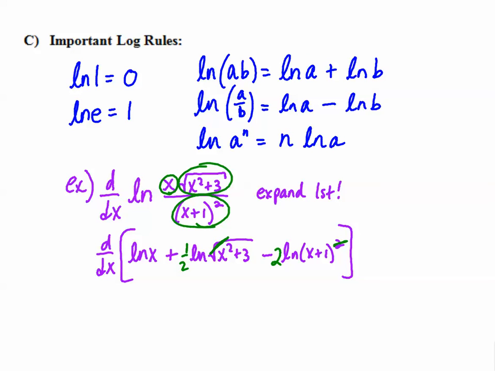Another one of the common properties that is forgotten is the inverse property. So also remember the inverse property, that the log and the exponential functions are inverses. So the natural log of e to the x is just x, and e to the natural log of x is also just x. So that can help simplify some problems. Remember those 2 inverse properties.